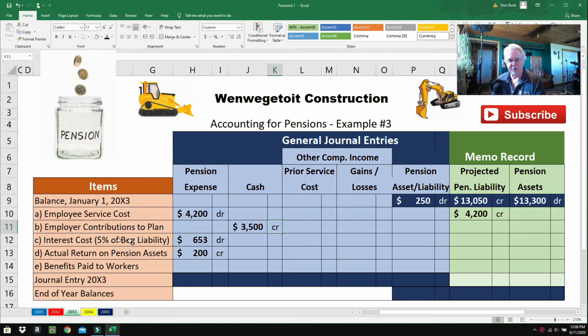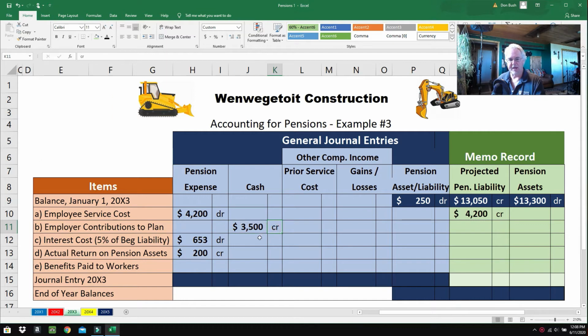Employer contributions to the plan. Here we go. The company is sending $3,500 to the pension fund, and so they are crediting cash. So where does the debit go? Can you remember? Well, it goes under pension assets. Here we go, because it's increasing the value of the pension assets, and it's a debit, so we balance horizontally.